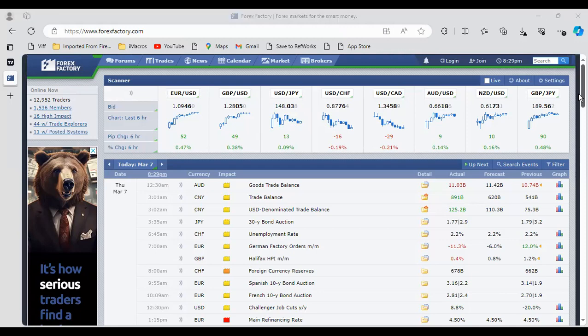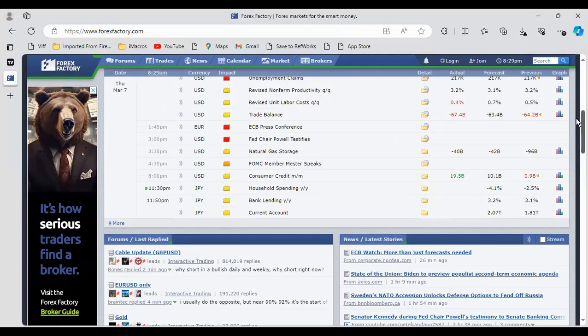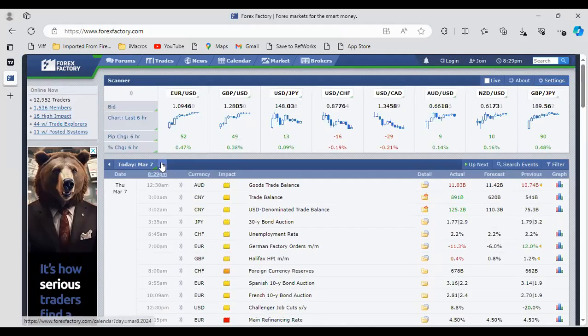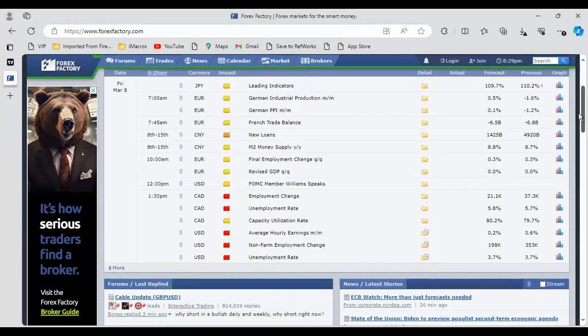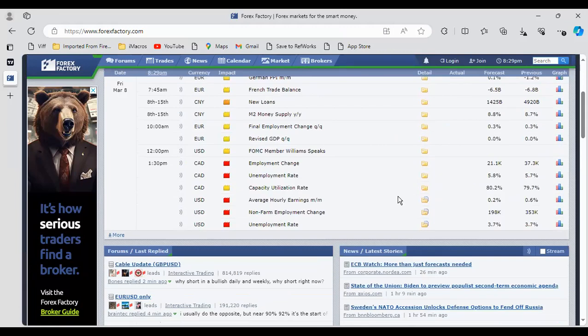So where is that? Okay, no, I'm in the wrong day. So tomorrow, right? For NFP. So for Forex Factory, I can see that the forecast is 198,000. So they're expecting 198,000 jobs, roughly around that figure, to be created in the US last month. That was in February. And the previous score for the jobs created in the US was 353K. And you can see that there's a significant difference from 353K to 198K.